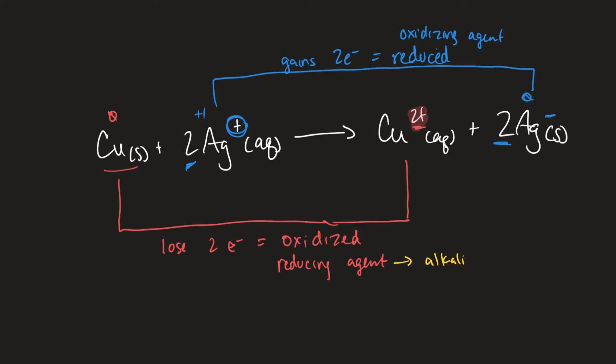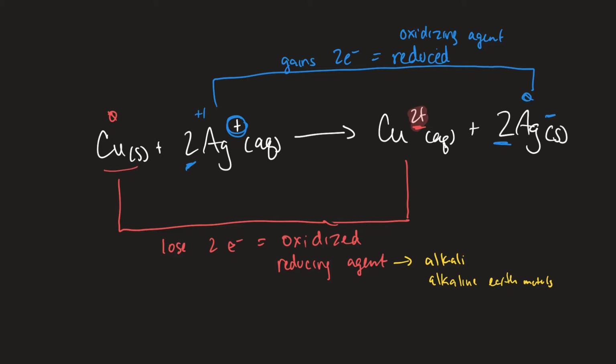Now, as for reducing agents, you have the alkali metals, like lithium, sodium, rubidium, these guys, the alkali metals or the alkaline earth metals. These are very powerful reducing agents. They themselves will be oxidized, but they are very, very powerful reducing agents, and that's because their ionization energies are very, very low. And so they easily lose electrons.